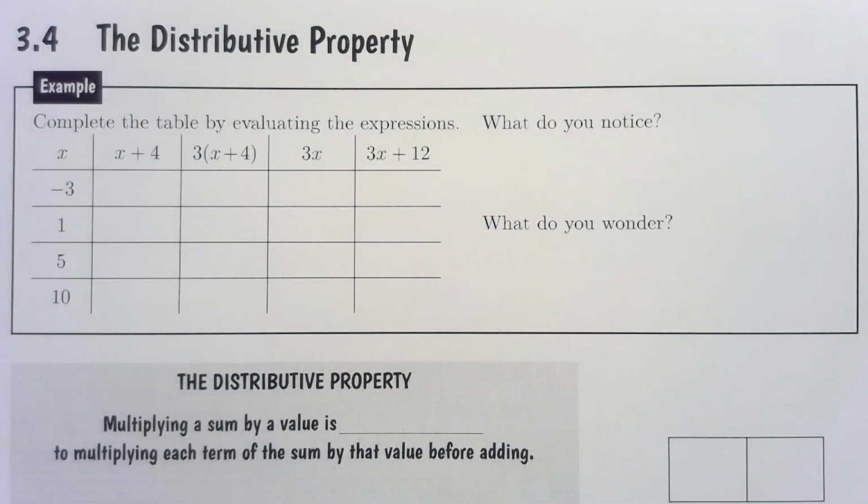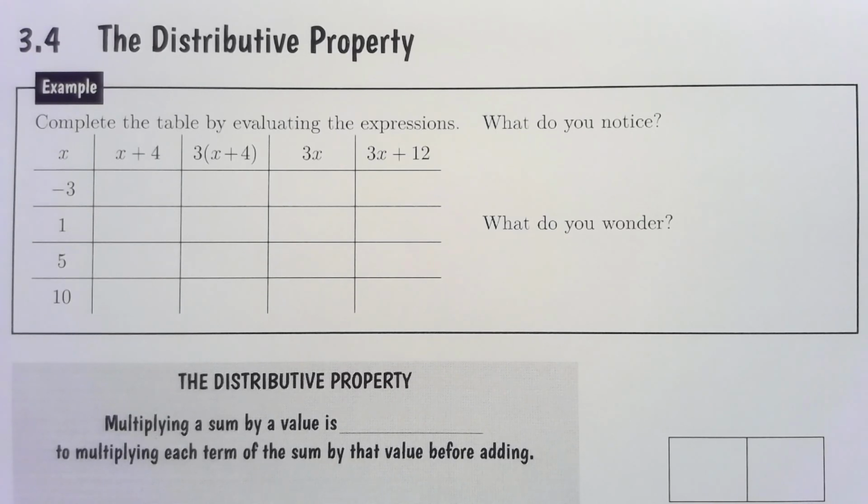Now, like we've done before, we're going to create a table to explore this idea of expressions which may or may not be equivalent. So in this table we have the expressions x plus 4, 3 times the quantity x plus 4, 3x, and 3x plus 12. We'll evaluate these expressions using the values of x of -3, 1, 5, and 10. Pause the video now and take the time to fill out the table, as well as answer the questions, what do you notice, and what do you wonder?